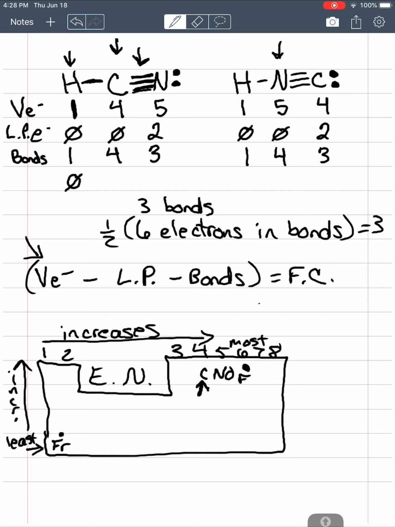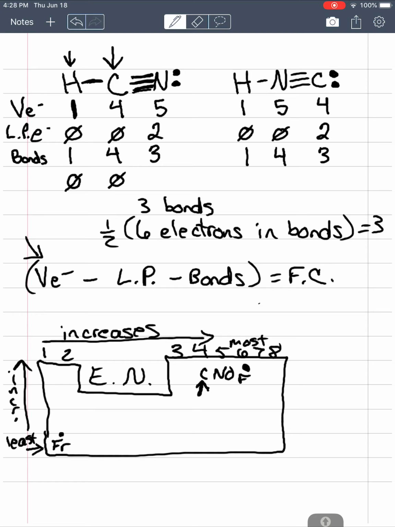For carbon, let me get rid of some of these arrows. We're talking about this carbon. It's got 4 valence electrons minus no lone pair electrons, so that's still 4, minus the 4 bonds, and that gives us 0.